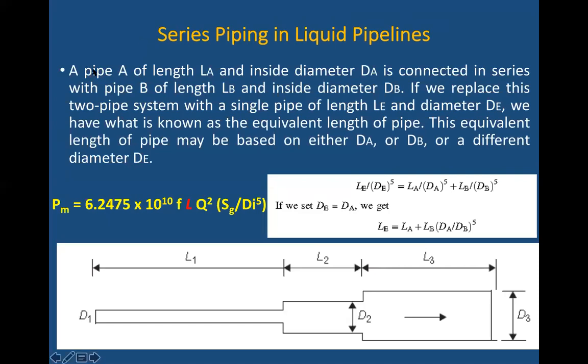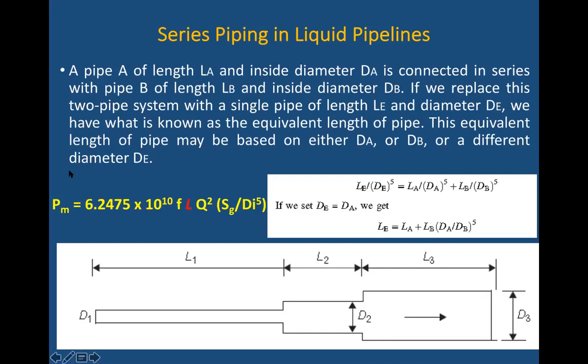Now here we'll see that if a pipe A of length LA and inside diameter DA is connected in series with pipe B of length LB and inside diameter DB, then how do we calculate the equivalent length? If we calculate the equivalent length, then we can calculate the pressure drop. So the equivalent length of the pipe is LE and diameter is DE. The equivalent pipe may be based on either DA or DB, because we have to convert to a single diameter pipe.